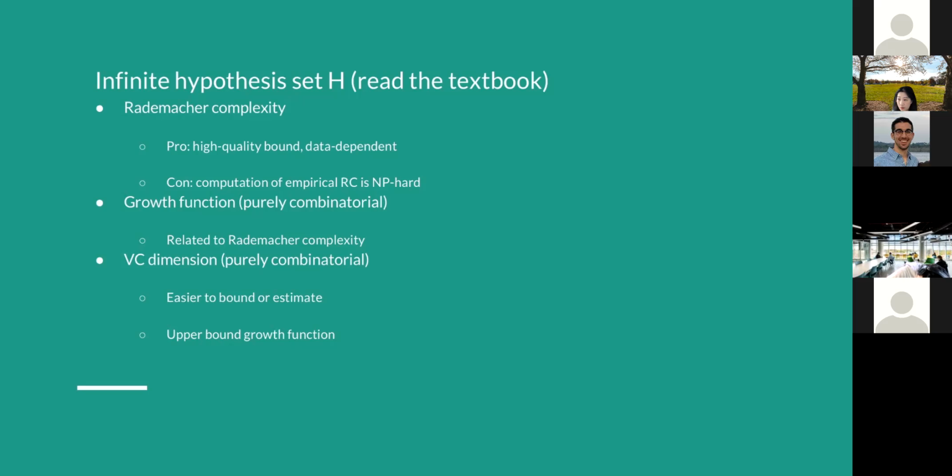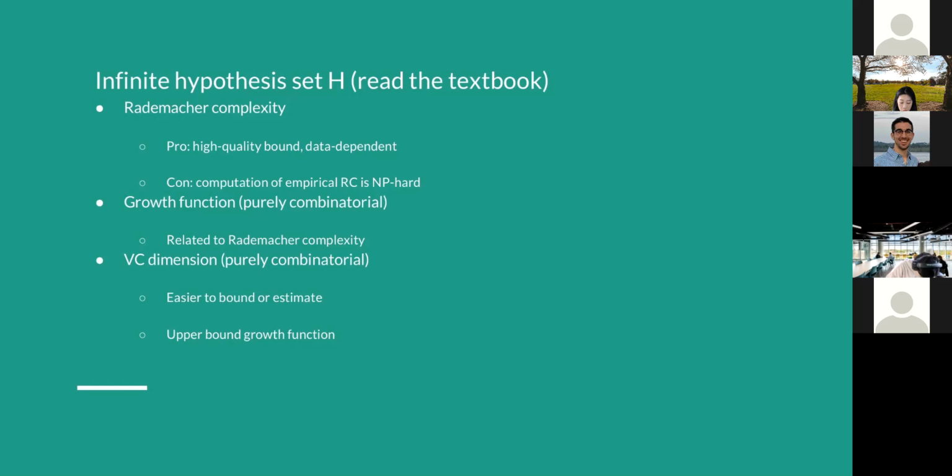So instead of using this very good bound, can I relax a little bit to make the computation easier? And that's why we come up with this growth function, which is purely combinatorial, and it is actually very tightly related to Rademacher complexity. After we introduce the growth function, then it comes to VC dimension. It's again another relaxation from the growth function, but it is much easier for us to handle because growth function can also be very difficult to compute. Okay, so also VC dimension is going to be purely combinatorial.